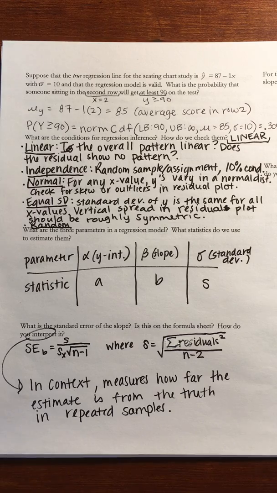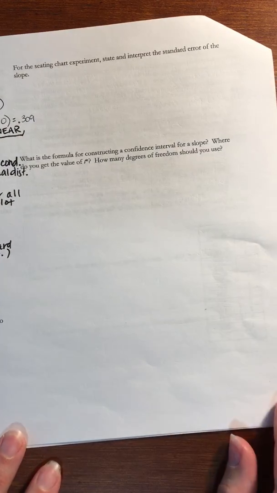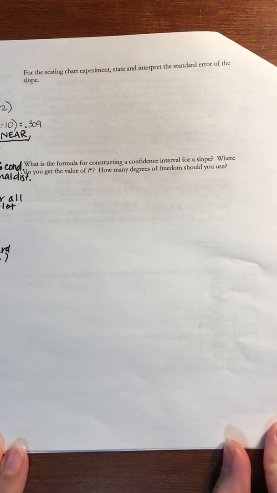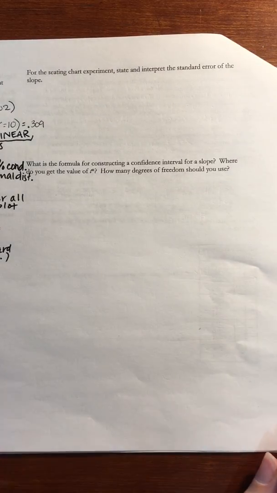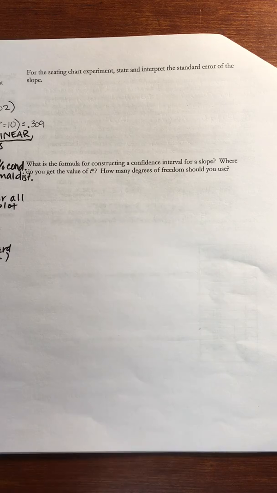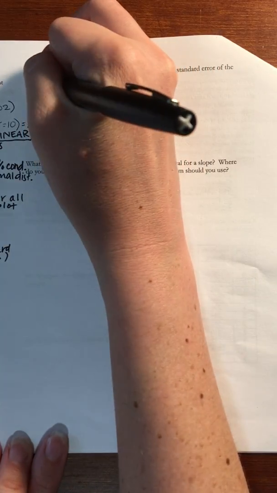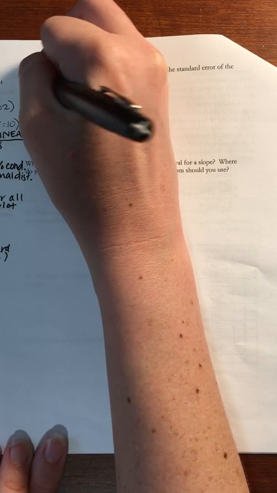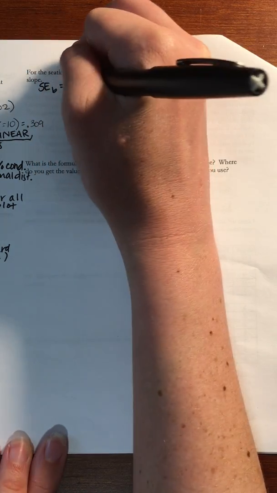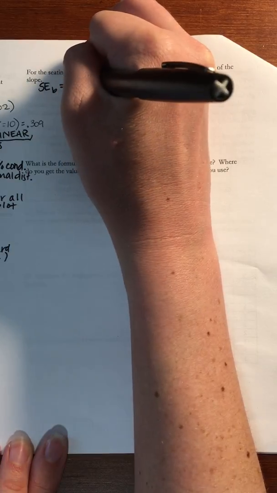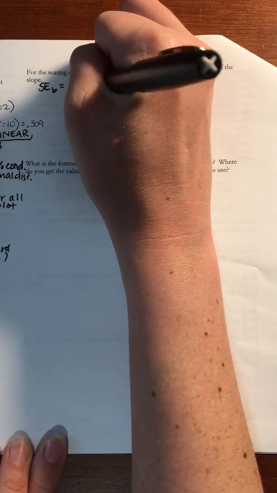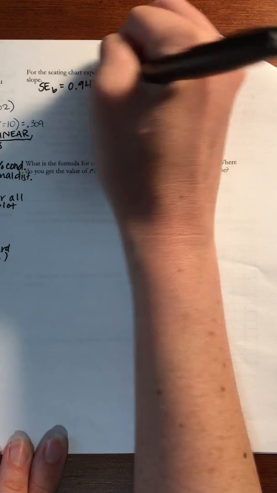Okay, so for the seating chart experiment that we talked about in class, state and interpret the standard error of the slope. So the standard error of the slope we already had. It was 0.9472.